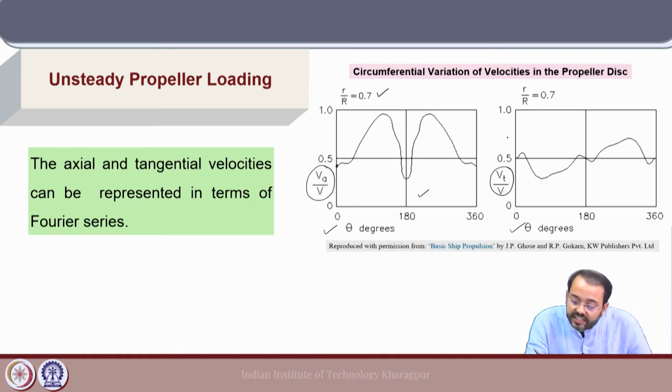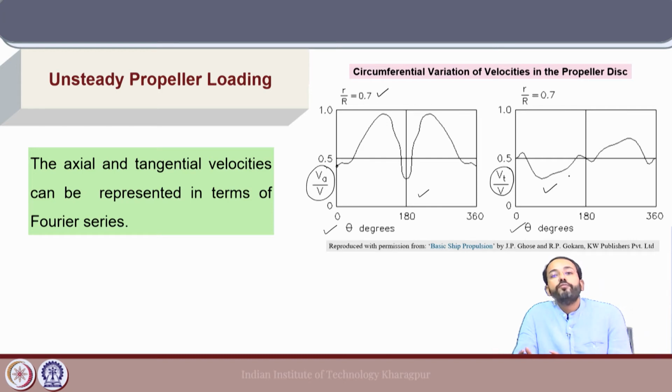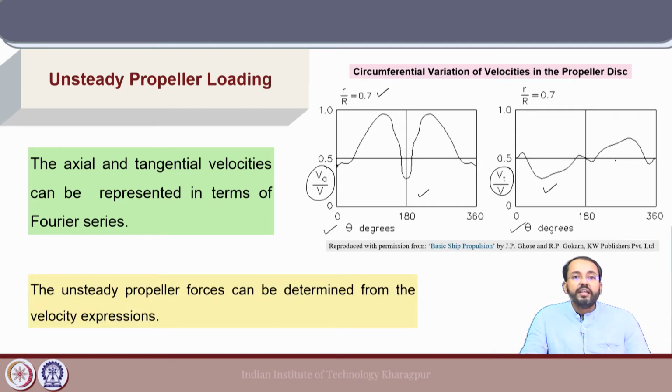On the other hand, the tangential velocity is an odd function, and hence the changes in Vt by V over the different circumferential positions are shown in this pattern. Now, these axial and tangential velocities can be represented in the form of Fourier series, and unsteady propeller forces can be determined from these velocity expressions from their changes over different locations on the propeller disc.